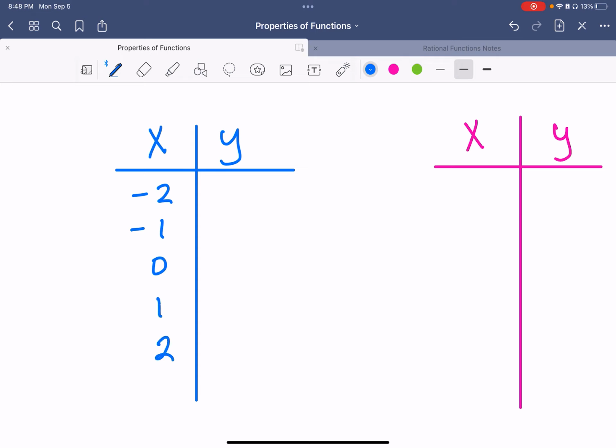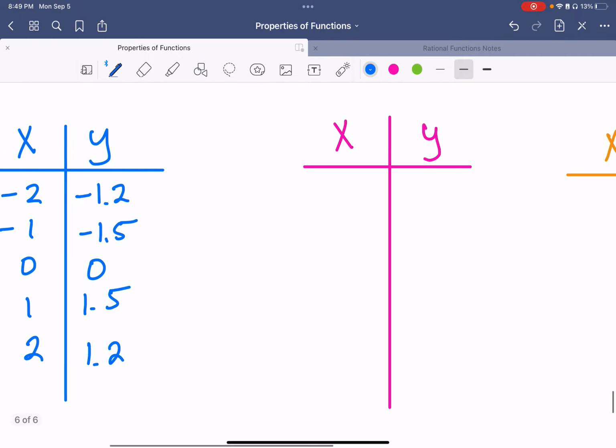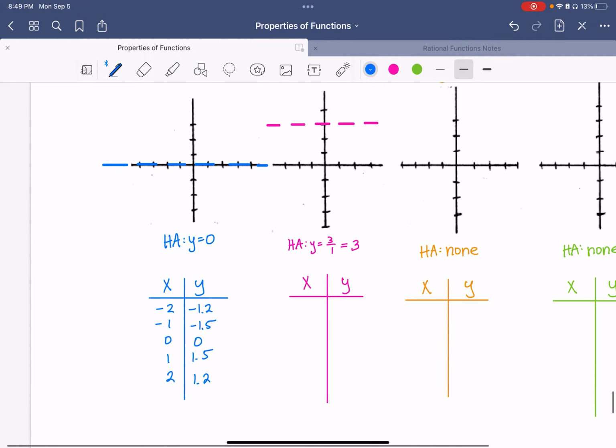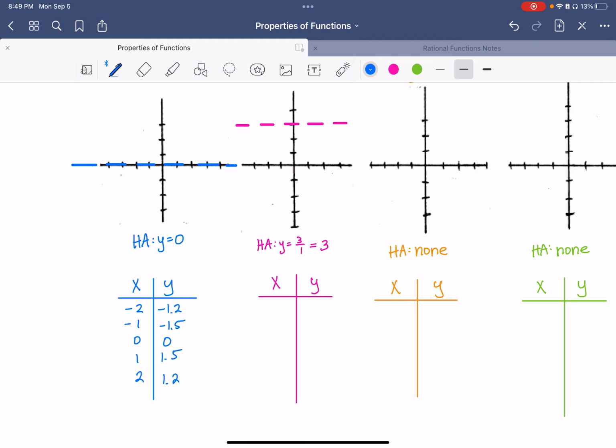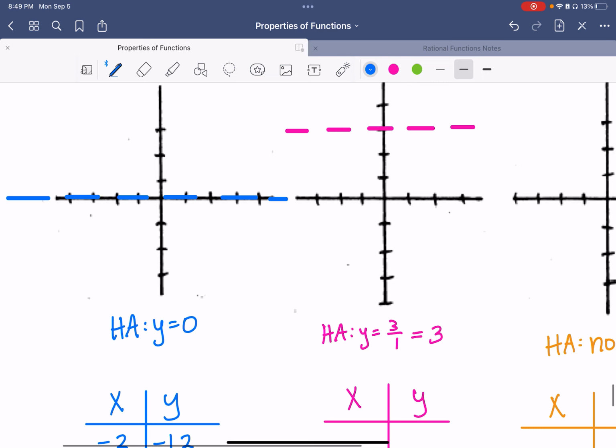Okay, so at -2, we have -1.2, -1.5, 0, 1.5, and 1.2. Okay, and then I'm not going to spend time trying to make it perfect. I'm just going to sketch it as best as I can, and it's going to look kind of wonky, but it's okay because you already know what the graph looks like. So it looks kind of something like this. That looks really bad, but it's okay.